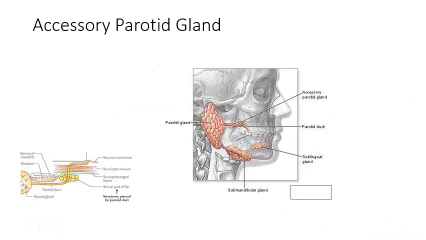Commonly, there is an accessory parotid gland which is detached from the main parotid gland. This accessory parotid gland usually lies on the masseter between the parotid duct and the zygomatic arch. The parotid duct and the accessory parotid gland lie on the aponeurotic part of the masseter muscle.